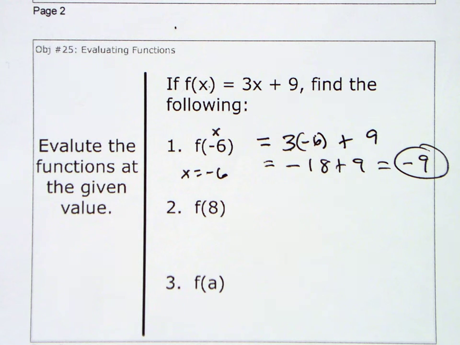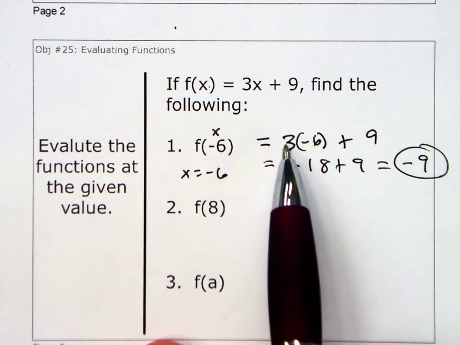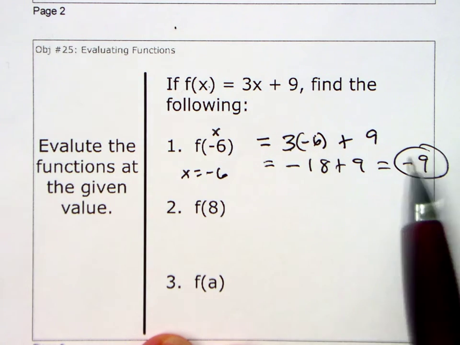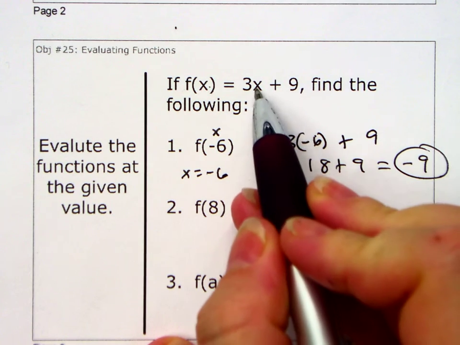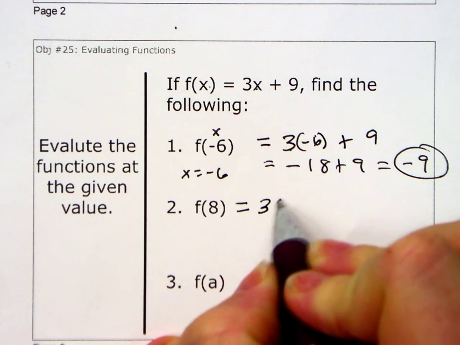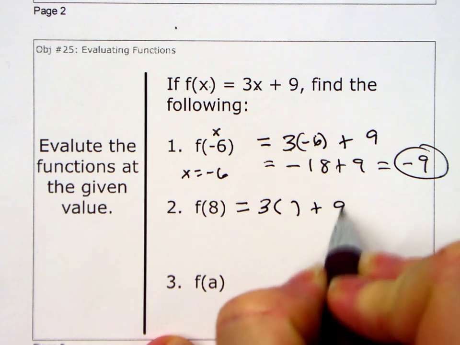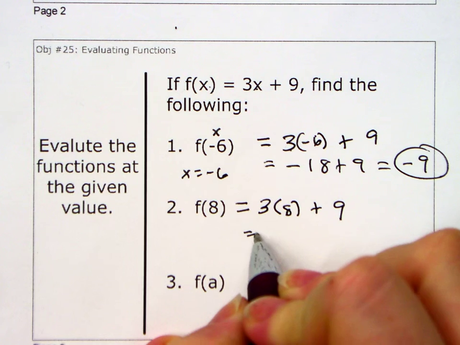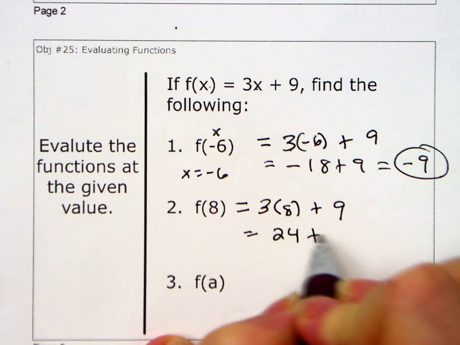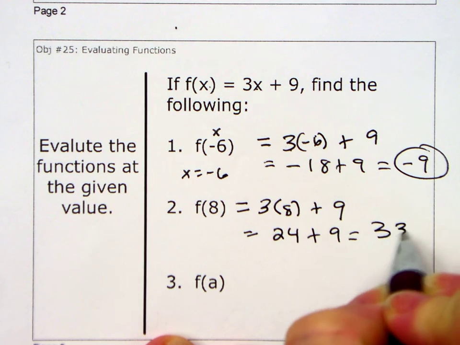All right, so what we do is we're replacing our x with -6, and then we're just calculating. 3 times -6 is -18, plus 9 is -9. All right, so again, instead of x, write parentheses. 3 parentheses plus 9. What's going in the parentheses? 8. 3 times 8 is 24, plus 9 is 33.